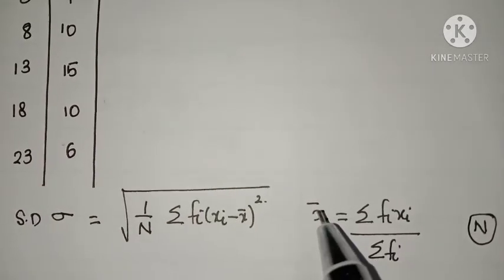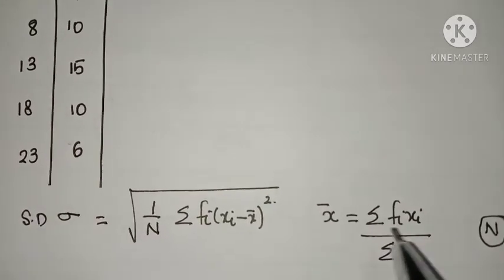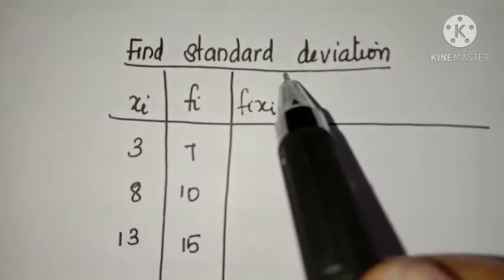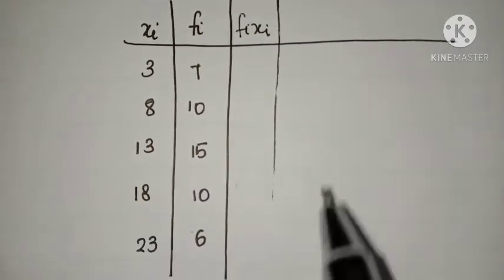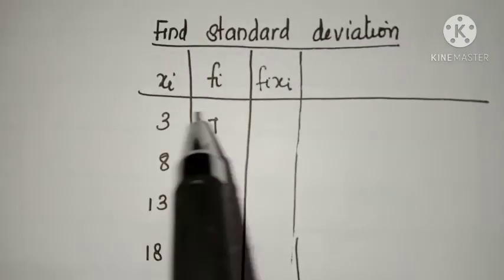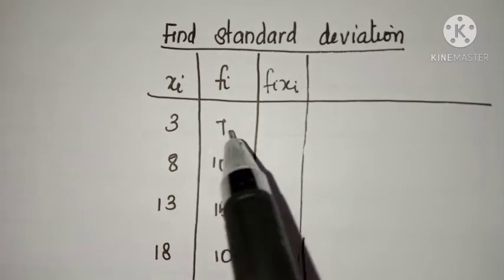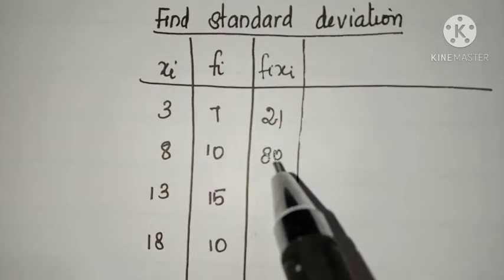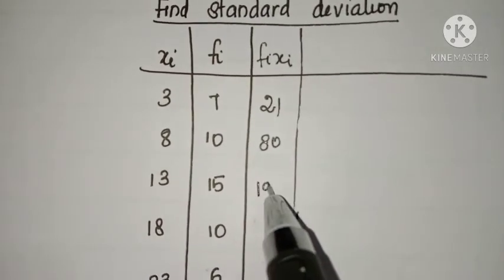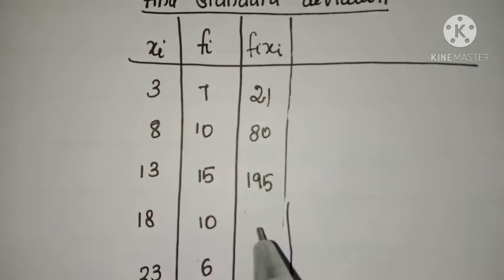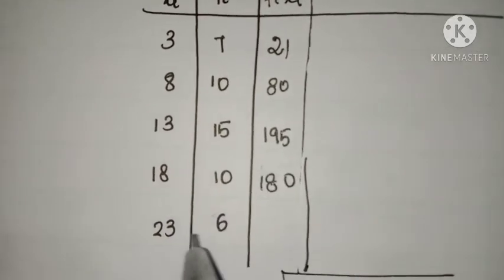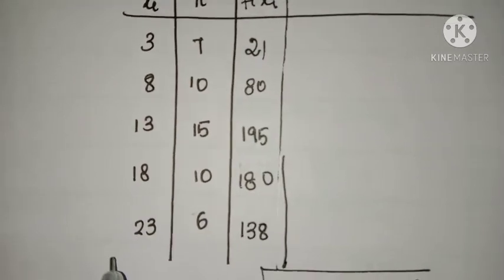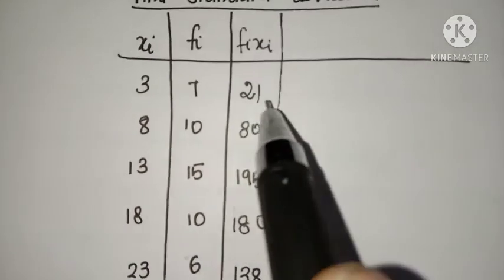So to obtain x bar, we need to form the fi xi column. So the next column is fi into xi. Multiply the values and frequencies. So 3 into 7, 21. 8 into 10, 80. Then 13 into 15, 195. 18 into 10, 180. And 23 into 6 is 138. So we have fi xi.